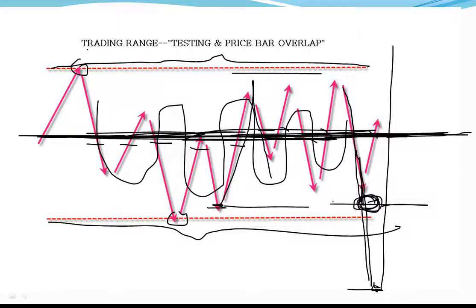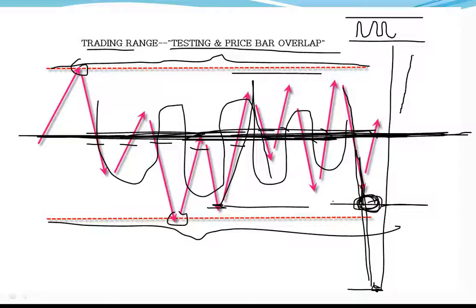So that's called a trading range, and basically you get testing and you get price bar overlap. There are two types. For instance, here's what a range would look like where the market's doing this. Price bar overlap is after the market has made a rally, each price bar would start to establish a sideways consolidation period.